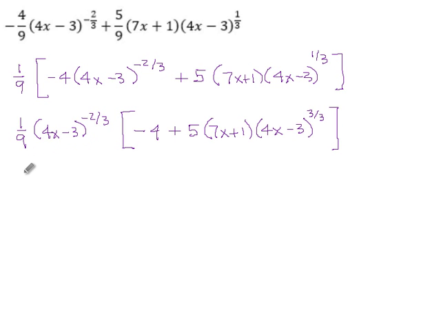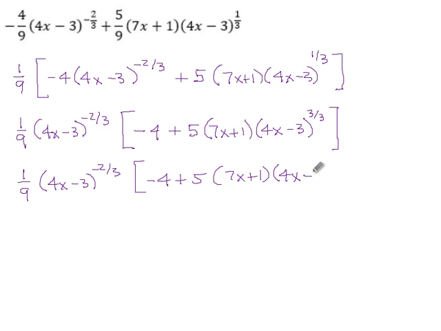Let's see what we get now. 1/9, 4x minus 3 to the minus 2/3, minus 4 plus 5 times 7x plus 1 times, it's 4x minus 3 to the power of 1, so I'm not even going to write it. I'm just going to say 4x minus 3. All right.